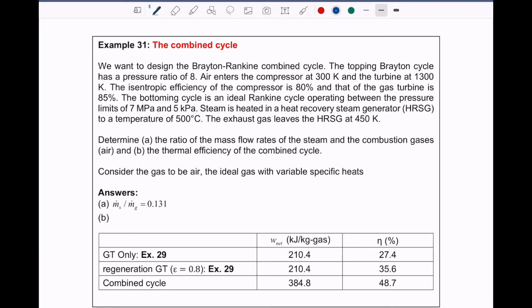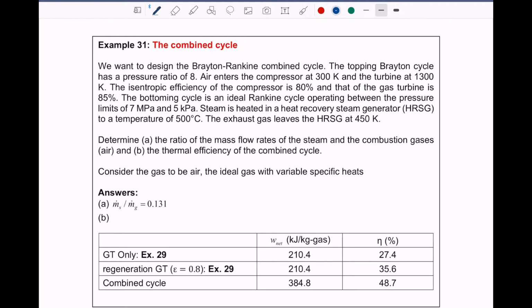Okay, then let's try to solve this example. That example is about the combined cycle analysis. What we are going to do is analyze the Brayton-Rankine combined cycle. Please pause this video lecture and try to read this statement and think about how to tackle this problem. Okay, so let's try to calculate this Brayton-Rankine combined cycle analysis.